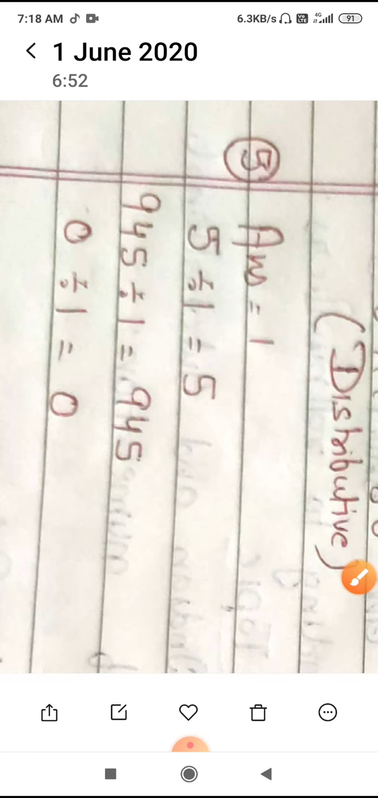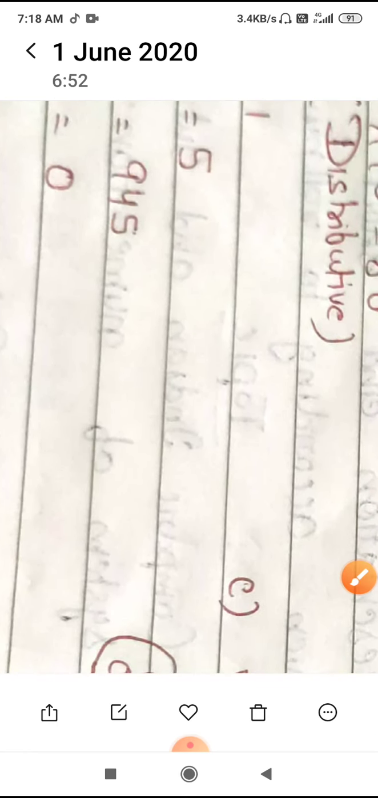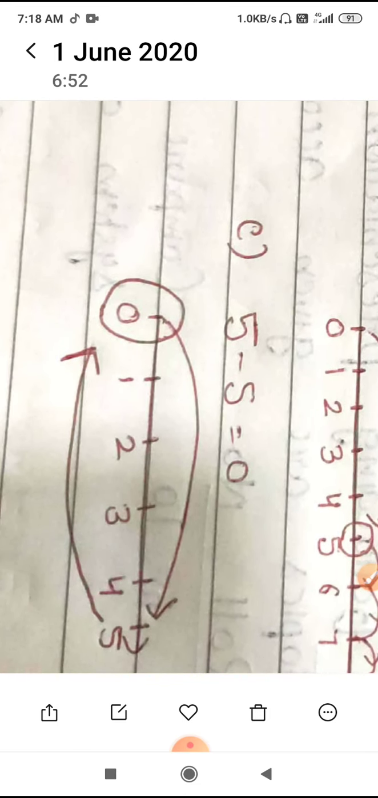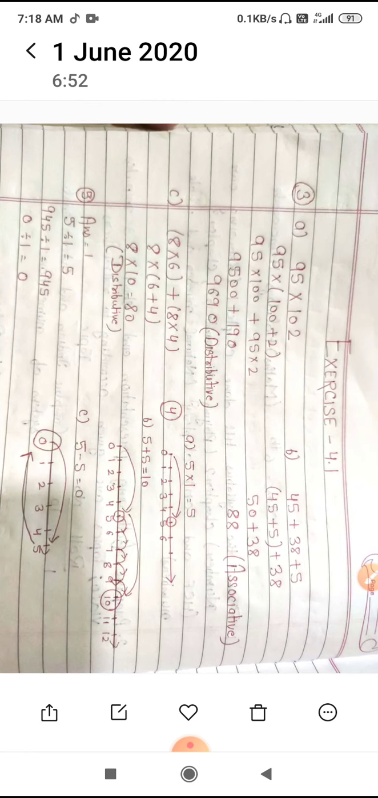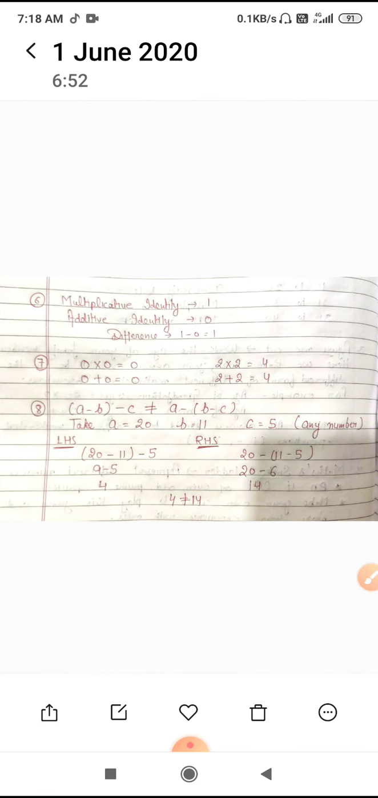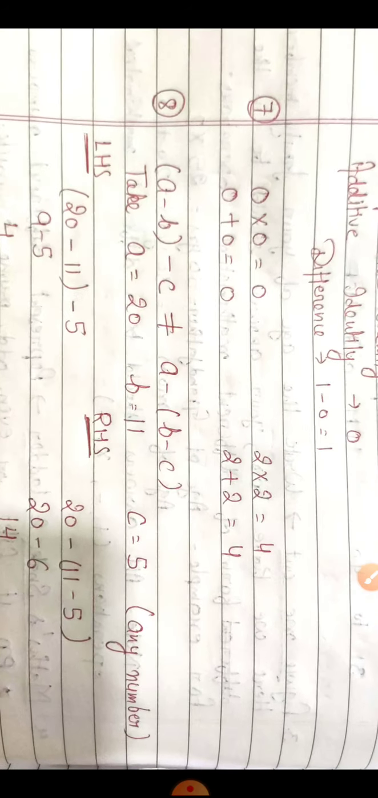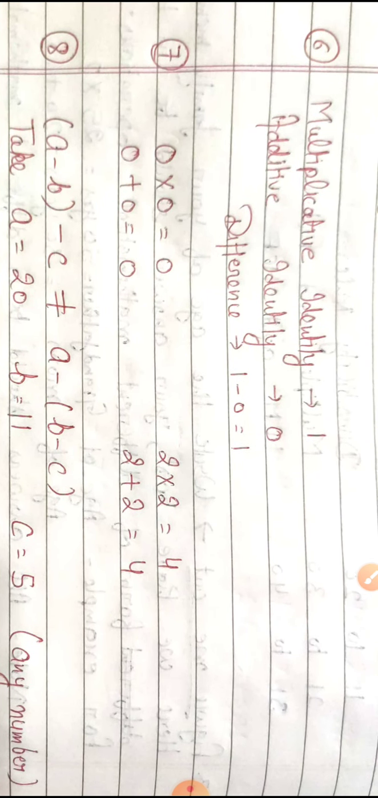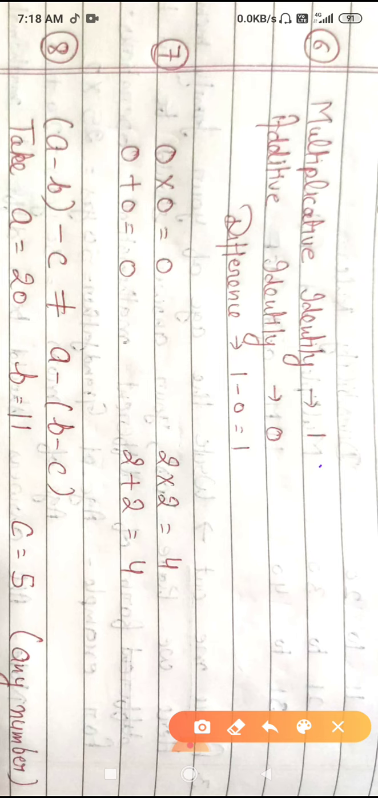Question number 6 is, what is the difference between additive identity and multiplicative identity? Additive identity means what is that number, if you add it, the number will remain the same. So first of all, multiplicative identity. Identity means that it remains the same. So what is the number? If you multiply with that, the answer will remain the same. That is 1. Any number multiplied by 1, you will get the same number.